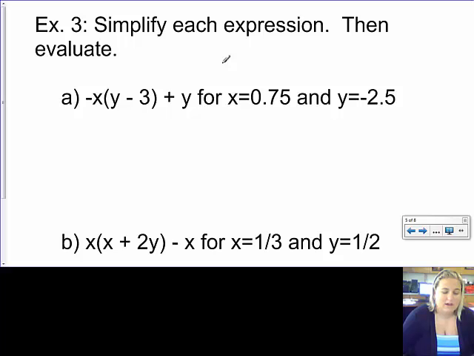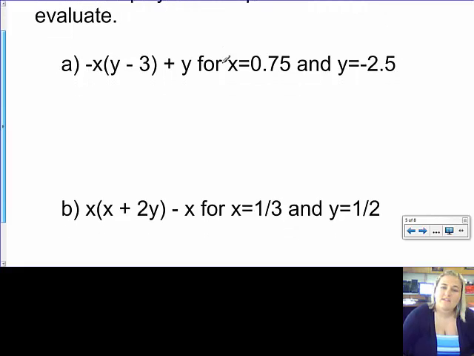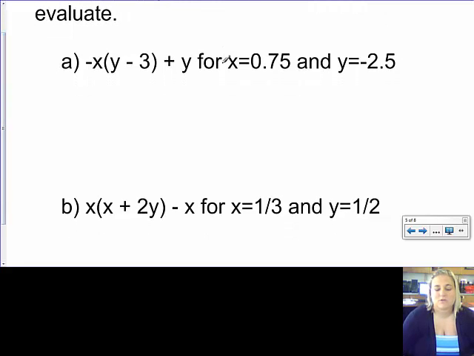Simplify each expression, then evaluate. Okay, it wants us to simplify first. So that means that we need to get this in the simplest terms possible. So what it's asking us here is that this negative x can be distributed to everything on the inside. Okay, so I have -x times y is -xy. Negative times a negative will give me a positive. And then I have 3 times that x, which is 3x plus y.